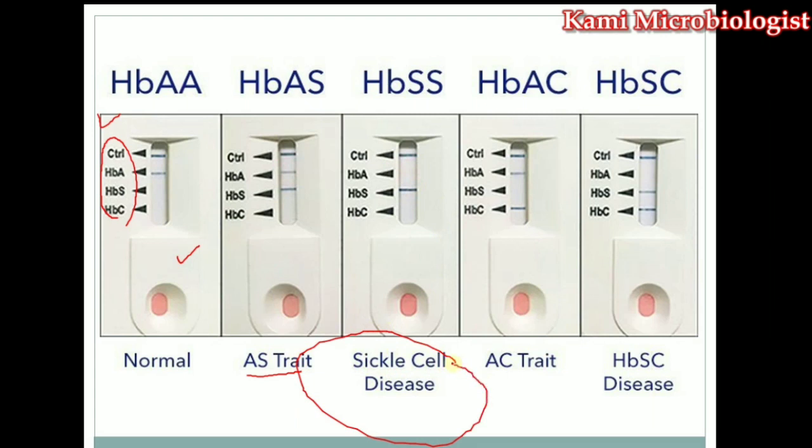As you can see in the fourth picture, there is a band with control, a band with HbA and a band with HbC as well. It means that this is thalassemia, we can say that. In the fifth picture, there is a band with control and a band with HbS as well as HbC, but no band is observed for A. It means that this is positive thalassemia disease, or thalassemia-like disease.